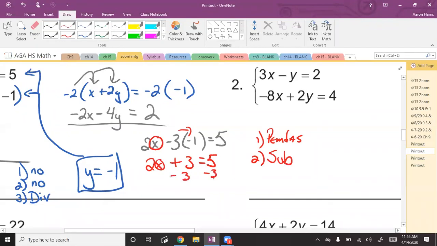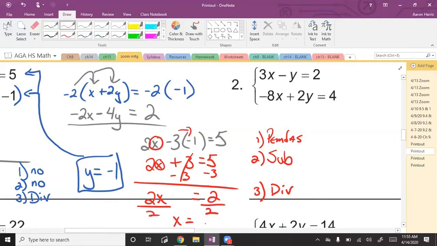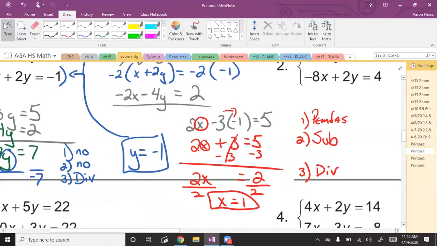What I do to one side, I must do to the other. So I get 2x. 3's go to 0. Those 3's are additive inverses. 3 minus 3 is 0. 5 minus 3 is what? 2. Step 3. Divide. By what? 2. X is equal to what? +1. So if I know x is +1, y is -1, what's my answer?